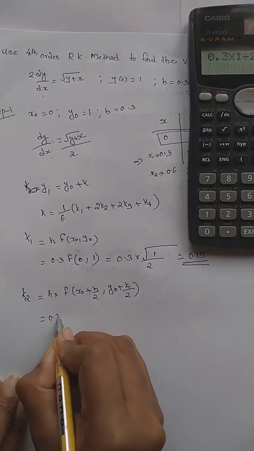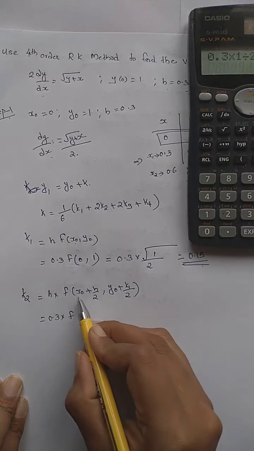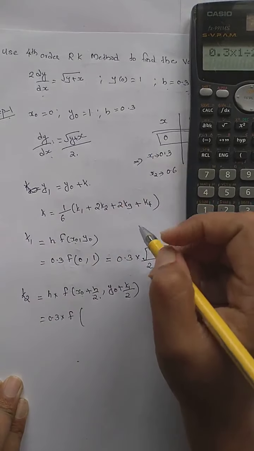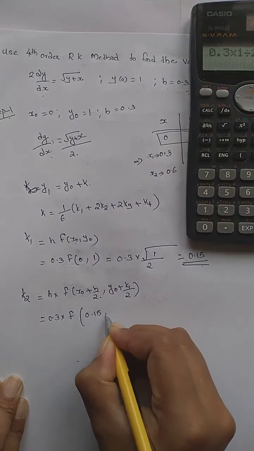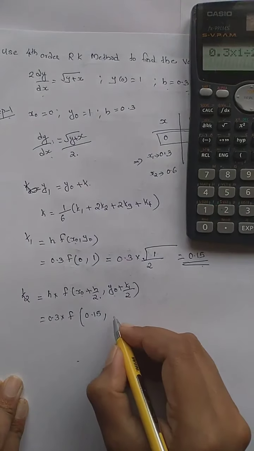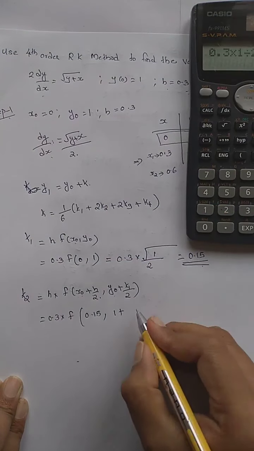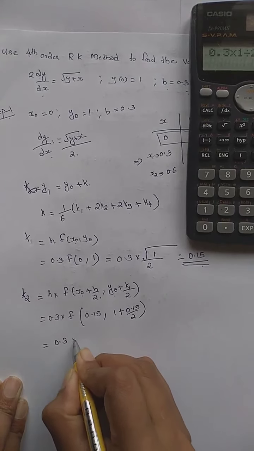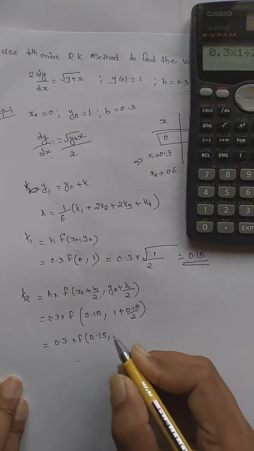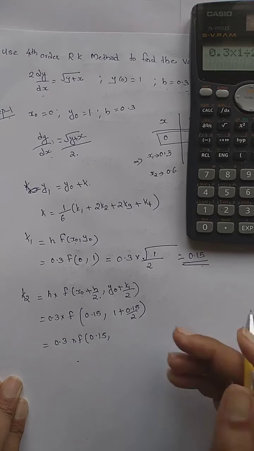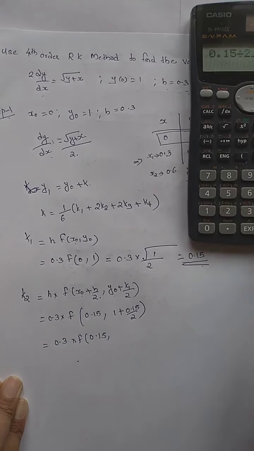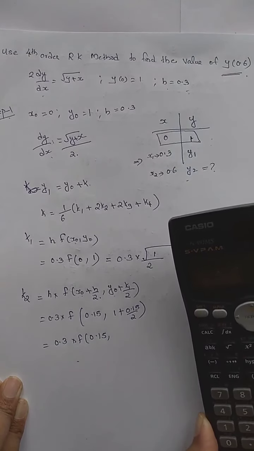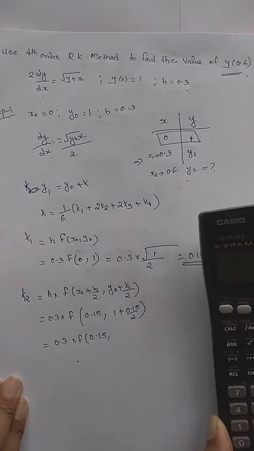So what is h? 0.3 into function of x0. X0 is 0, 0 plus h by 2. What is h by 2? 0.3 by 2. That is 0.15 comma y0. Y0 value is 1, 1 plus what is k1? K1 is 0.15 by 2. So that value will be equal to 0.3 into f of 0.15 comma 0.15 divided by 2 plus 1, that value will be 1.075.